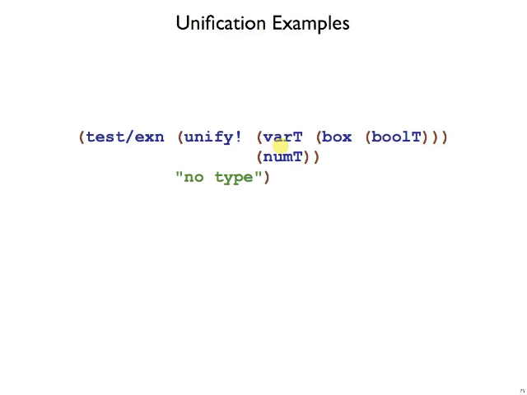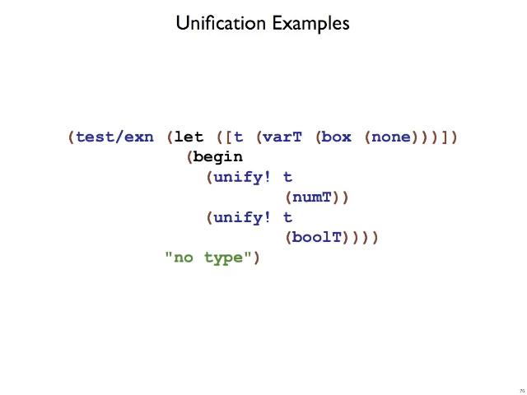Now, normally we don't see var types created with already an assignment. We create a var type with no assignment. So here I have bound that to t so that I can unify it twice, once with num and once with bool, in which case I get no type. This first unification succeeds and causes the type variable t to be assigned to num type, so that when I try to unify it with Boolean, it fails.